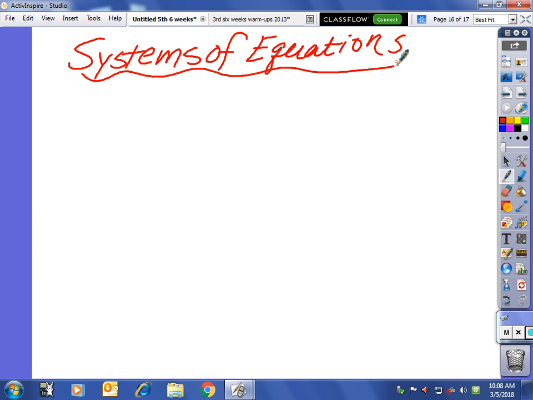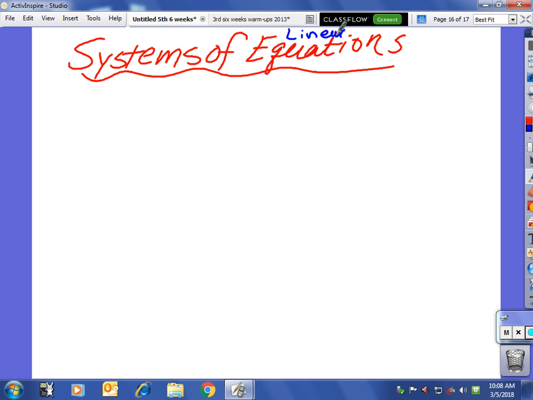Now, systems of equations take several lessons because there's so many different ways to solve a system of equations. First, let's talk about what a system of equations is. We're just looking at linear right now, but you could have a system of all kinds of different equations. We're going to look at a system of linear equations.